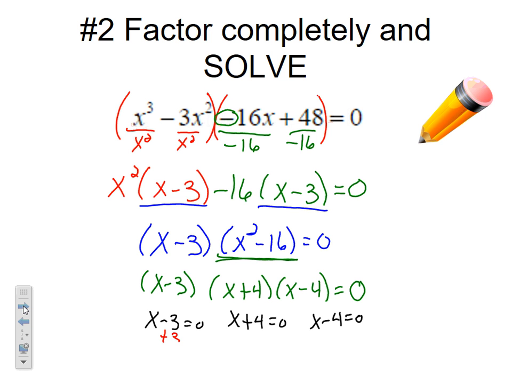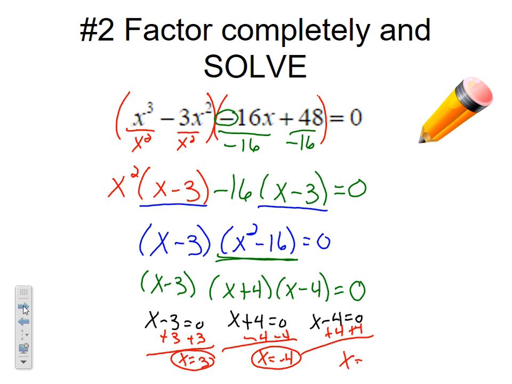This one I'm going to add 3. So x equals 3. This one I'm going to subtract 4. So x equals negative 4. And my last one I'm going to add 4. So x equals 4. I'm going to get 3 answers. And a good idea, you guys, to see how many answers you need to get is by looking at the degree. Okay, that largest exponent. That's going to tell you how many answers you will receive. Okay, moving on to example number 3, ladies and gentlemen.